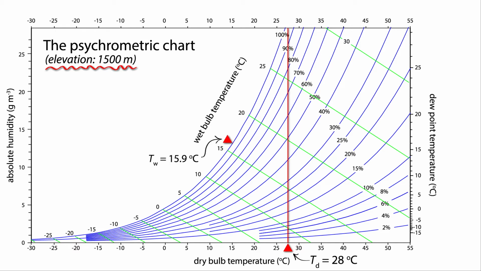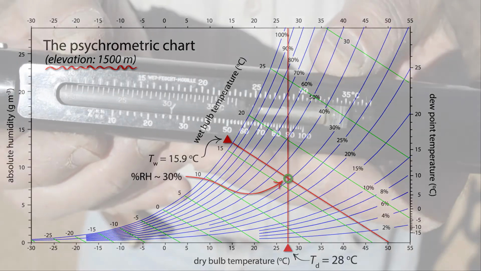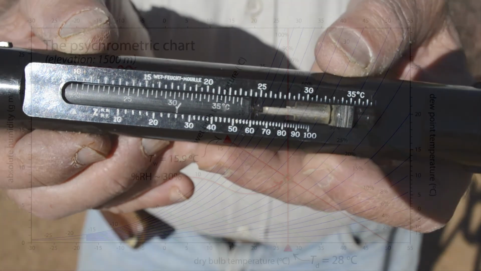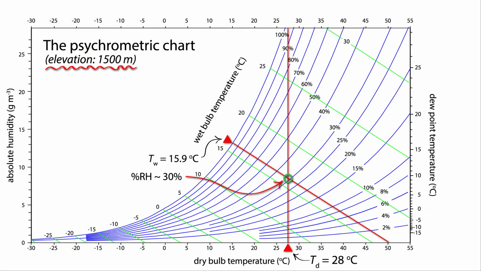We then draw a line parallel to the other wet bulb temperature curves. The two lines, one for the wet bulb temperature and the other for the dry bulb temperature, intersect at this point here. If we look at our relative humidity curves, we see that the intersection falls just slightly below the curve for 30% relative humidity. You'll remember that the direct reading from the Sling Psychrometer was 28% relative humidity. Pretty good agreement, I would say. That's how you read relative humidity from a psychrometric chart.